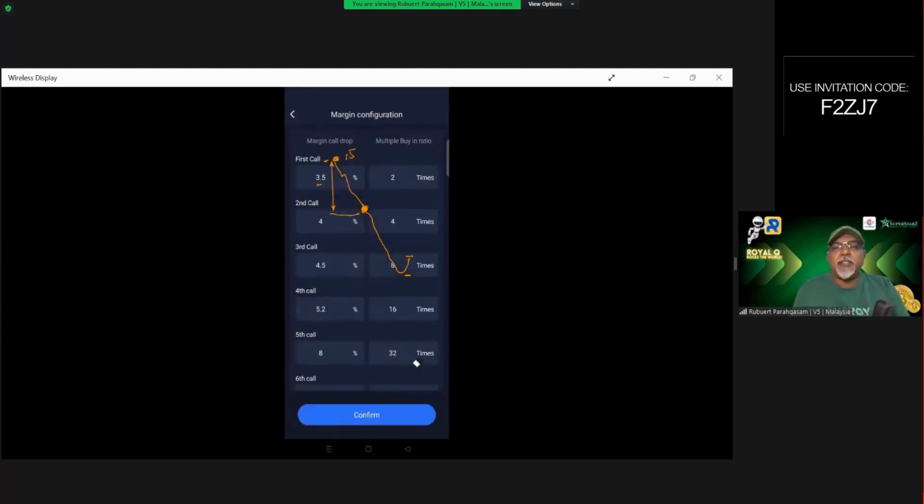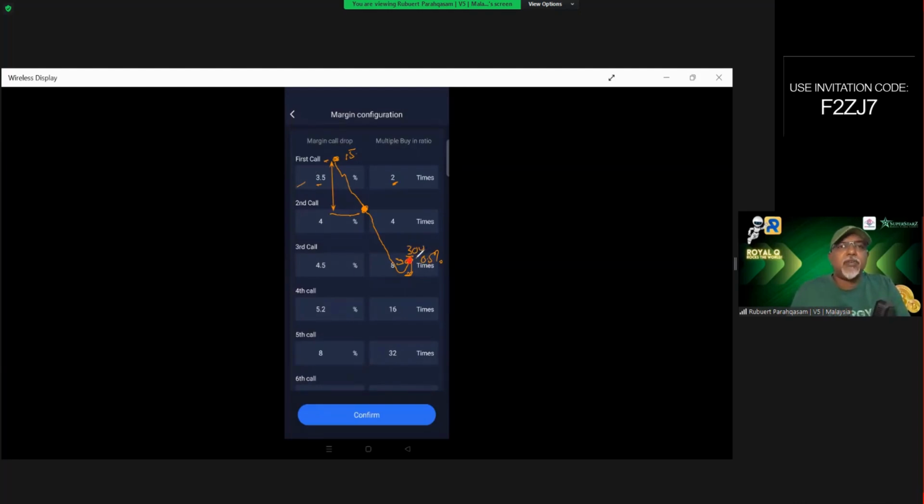So once the market moves up, over here, by 0.5%, this is where the robot will buy. Right here, it will buy. How much will it buy? It will buy for 2 times the initial buy. So over here, it will buy for $30. All right. So first call is done. The robot is observing the market.